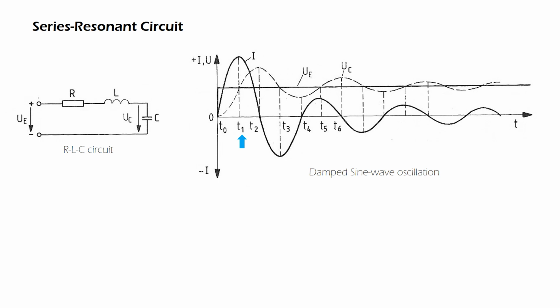But as the current flow is still positive, the capacitor is practically overcharged. Voltage UC becomes higher than the input voltage UE. At the moment T2, the voltage UC on the capacitor has reached its maximum. The current in the circuit is now zero. The voltage on the capacitor UC is now more positive than UE, the input voltage applied. So after the moment T2, the capacitor C discharges again via the inductor. The result is a negative current.